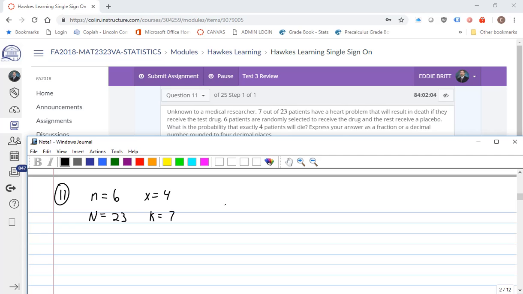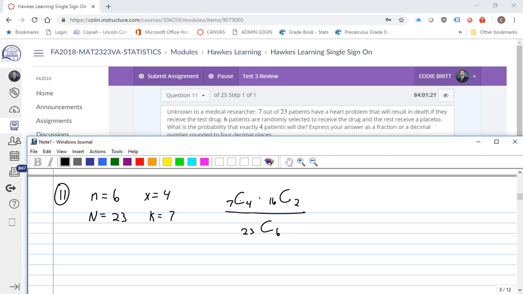All right, we got K, C, X, so 7C4 times, now you have big N minus K, that's 16, C, and then we have N minus K, little n minus X, that's 6 minus 4, which is 2. Then you divide all that by big N, 23, C, little n, 6.